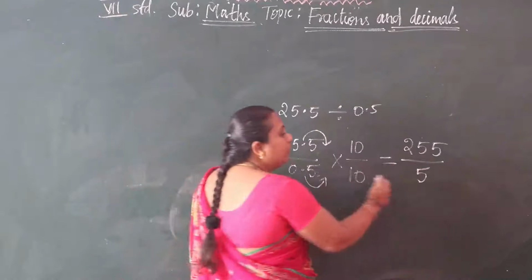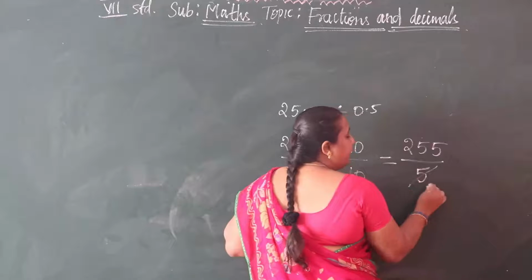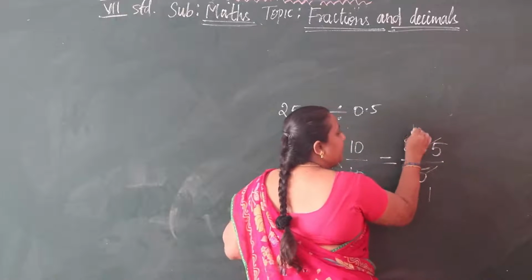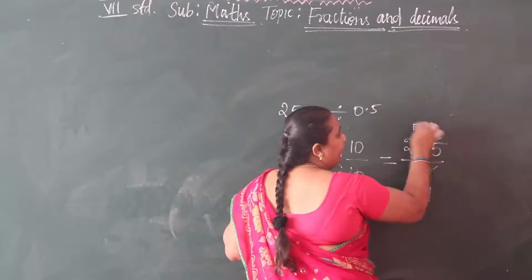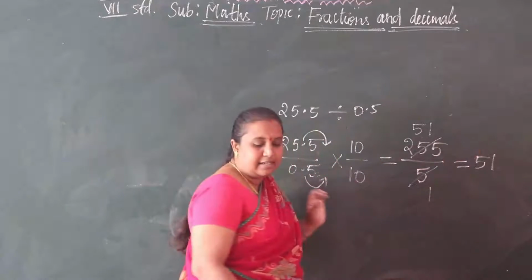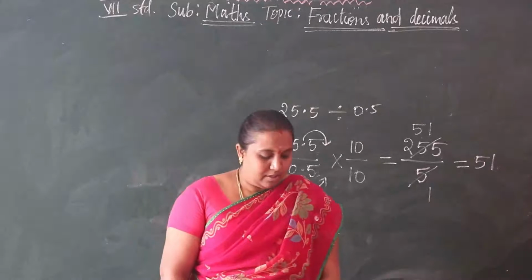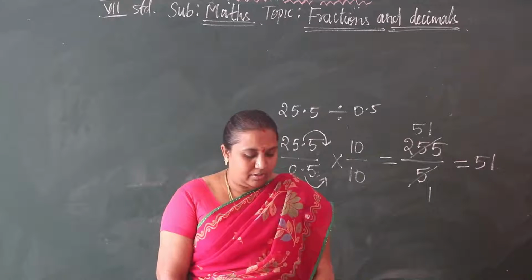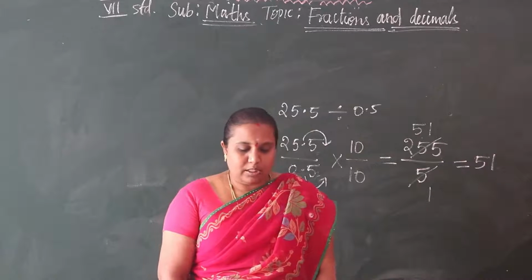So now you have to find out the answer. 5 ones are 5. See, 5 5s are 25. Again 5, so 5 ones are 5. So the solution is 51. Okay, the answer is 51. So like this we have to divide.